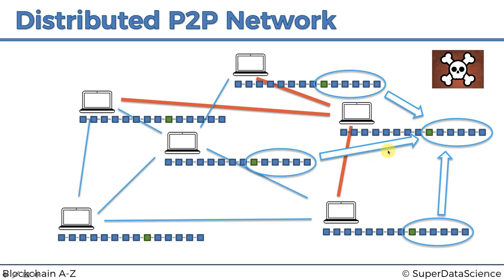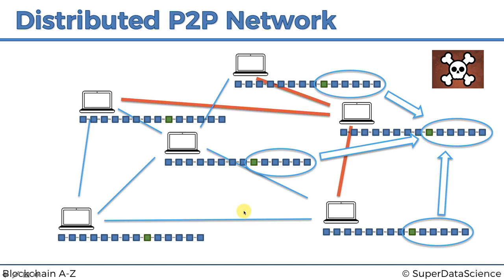They have to attack more than 50% of the computers at the same time in order to successfully replace the chain. So we've got 6 computers, so they'd have to attack 4. If they attack 1, 2, 3, 4 of these computers at the same time and replace these blocks, so recalculate this block and then recalculate the hash for this block and then replace it in all of these computers at the same time, then they could take over the network. That's the only way you can break into a blockchain.